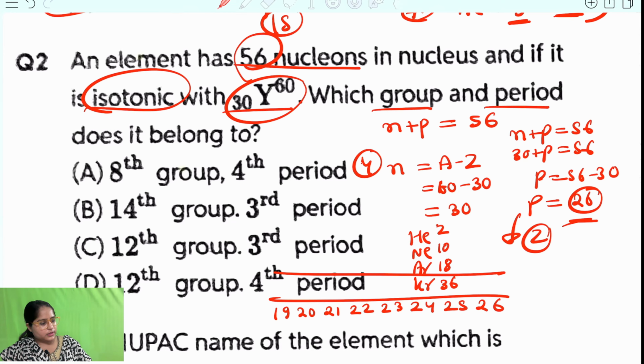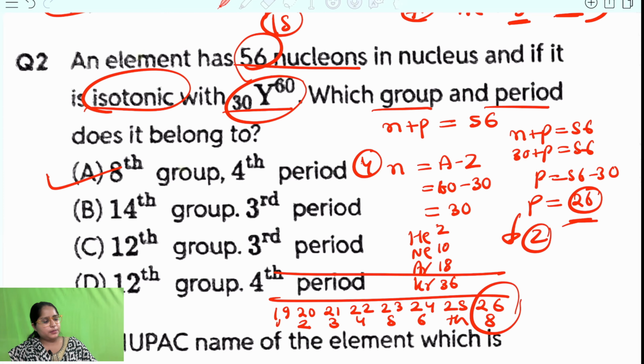Now let us see here. Just to count: first group, second group, third, fourth, fifth, sixth, seventh, and then eighth group. So 26 is coming in which group? Eighth group. So what will be the answer? Eighth group. And let us check the period: 1, 2, 3, 4. It is coming in the krypton period, the fourth period. Clear? Easy. So this is how you are supposed to solve.